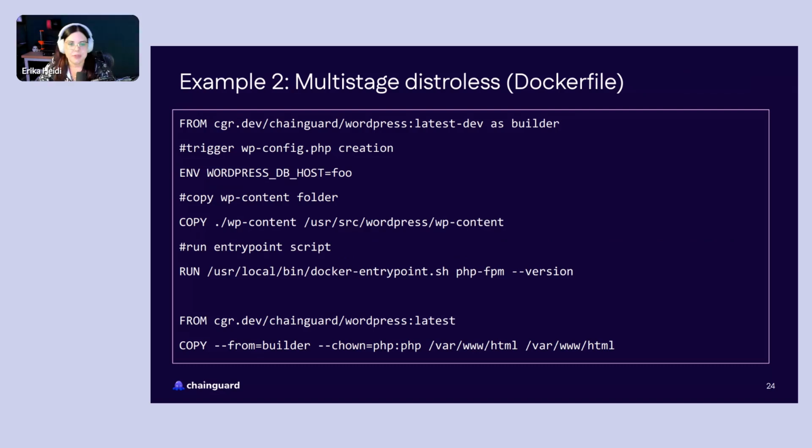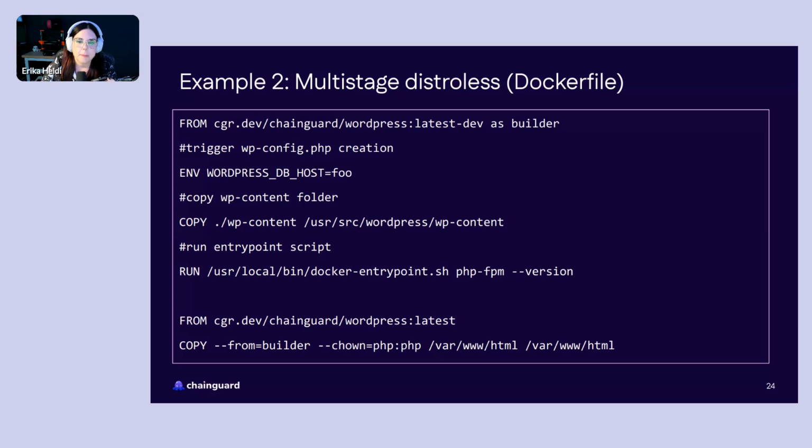The second example now is using the distroless image. This is going to use two different build stages. You see that there are two FROM lines. The first build stage is for building the whole folder with your whole WordPress installation.